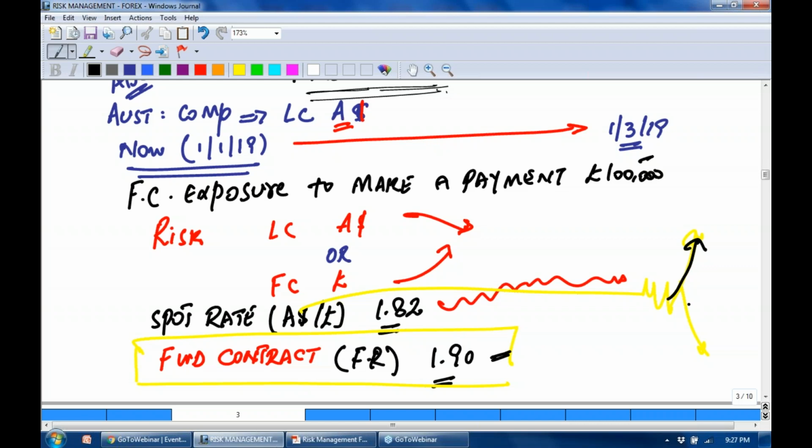Either the rate becomes increased or decreased. If we make this contract in future, after 2 months, whether the rate increases or decreases, we will get the amount 1.90. That is all.